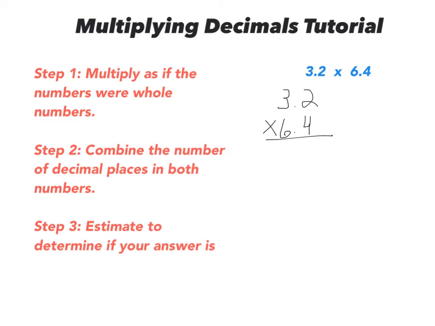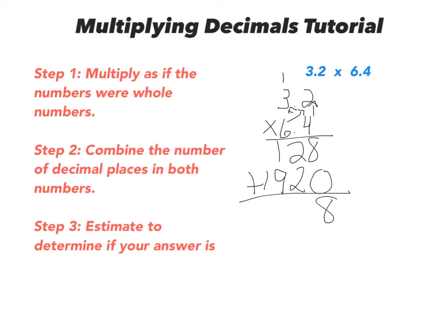So 4 times 2 gives me 8, and then 4 times 3 gives me 12. Placeholder. 6 times 2 gives me 12, carry your 1. 6 times 3 is 18, plus that 1 makes 19. Then we add, so I have 8, 4, that'll be 10, carry your 1, 2.